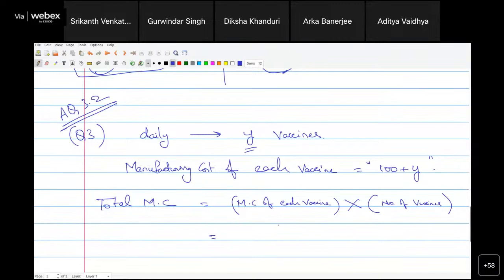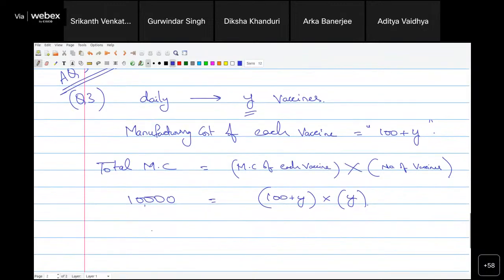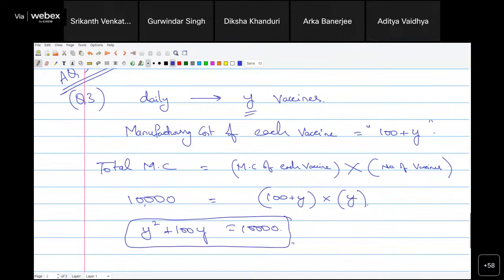Correct? So manufacturing cost of each vaccine is 100 plus y, times number of vaccines produced on that particular day, which is y. And this total manufacturing cost is given to be 10,000. Okay. So the equation will be 100y plus y square equals 10,000. So is this the correct answer given?